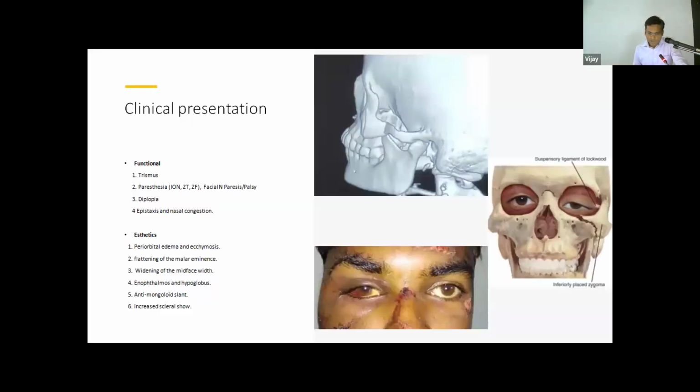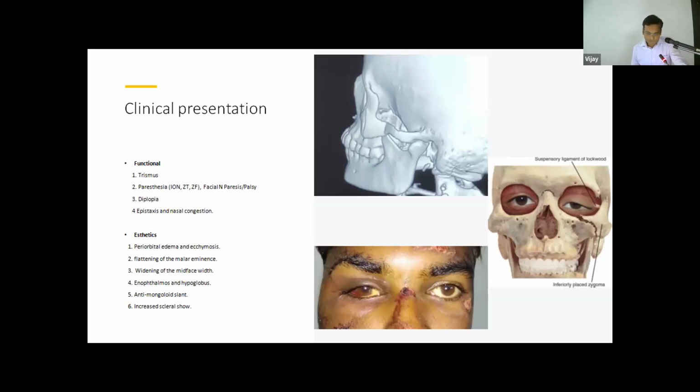Now coming to the clinical presentation, these patients present clinically with some functional or aesthetic deformities. Most commonly, these patients present with trismus, which could be due to impingement of the temporalis muscle because of a medially displaced arch fracture, or because of hindrance in the movement of the coronoid process because of a posteriorly displaced zygomatic body. Because of entrapment of the extraocular muscle, these patients may also present with diplopia, and with involvement of the infraorbital, zygomaticofacial and zygomaticotemporal nerves, these patients may present with paresthesia or hypoesthesia in the distribution of these nerves.